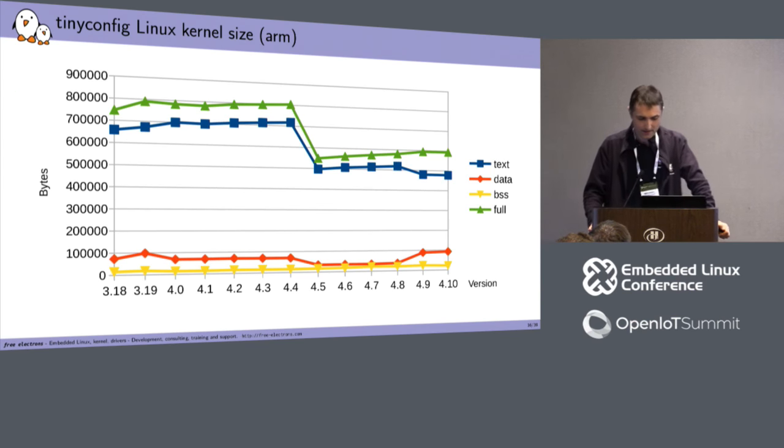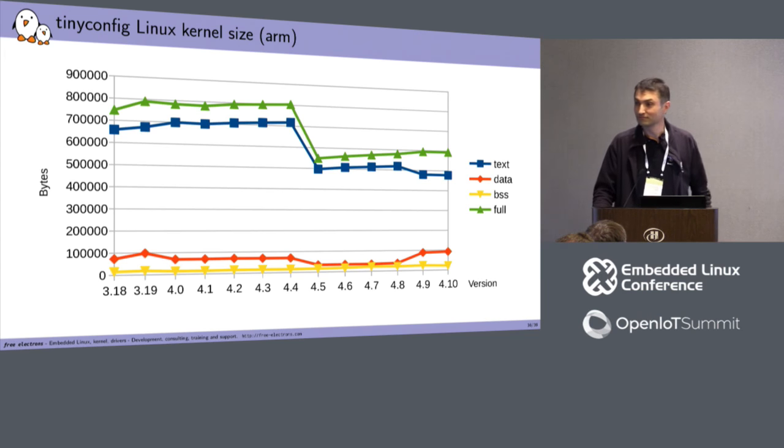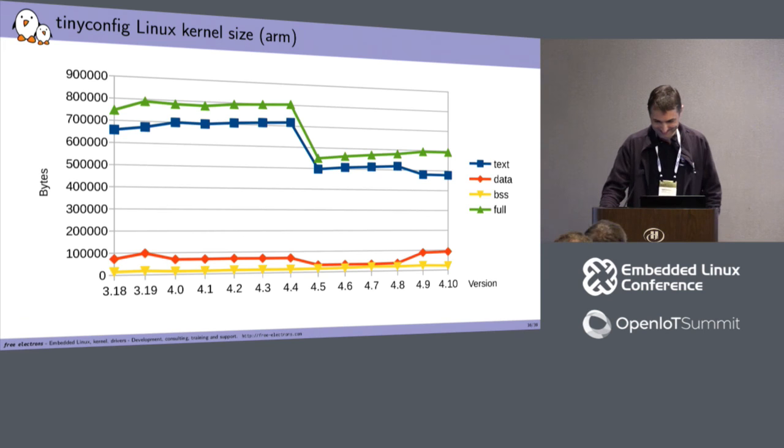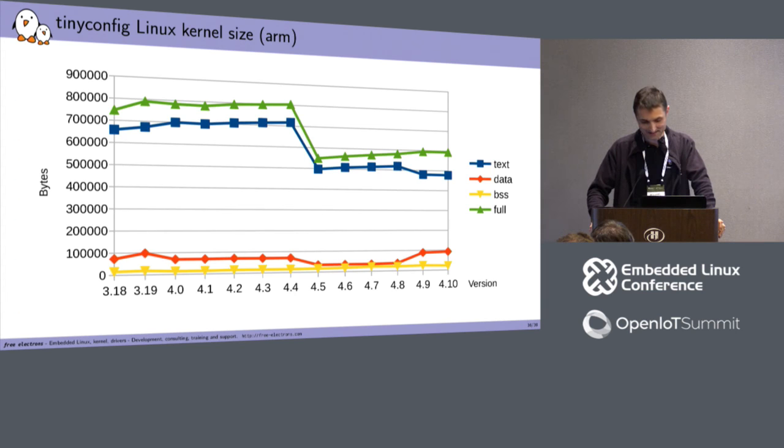Thank you. Any idea what could have happened at 4.4, I mean 4.5, for the size reduction? It's the same compiler at that time, maybe. That's good anyway.